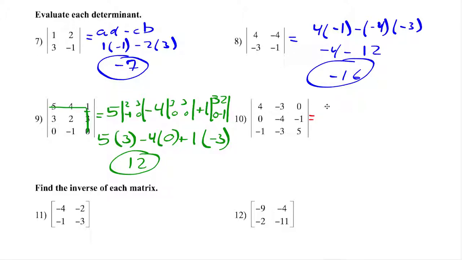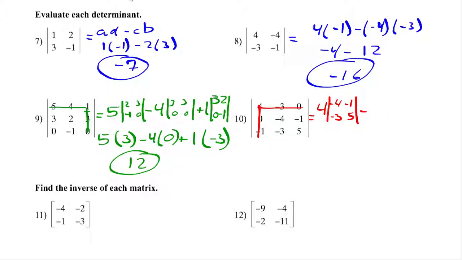Same with this next one, so we're going to have the first values in each column times special determinants. So I look at 4, and I get rid of the same values in the same row and column. So I get negative 4, negative 1, negative 3, and 5. Let's try and make that a little bit clearer. So negative 4, negative 1, negative 3, 5.